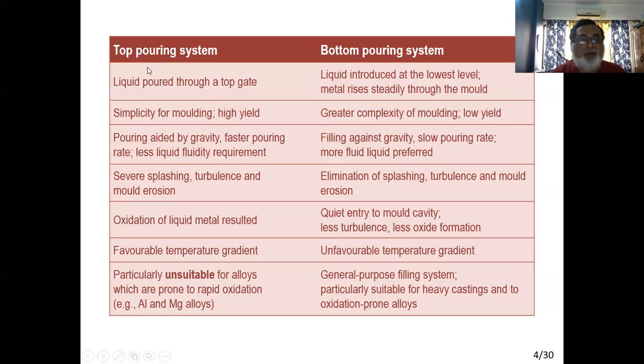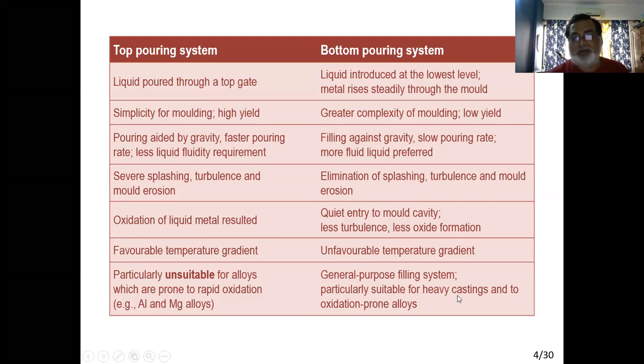If you cast using a top gating system for this type of alloy, turbulence can damage your casting. On the other hand, bottom pouring is what we prefer. We will advocate this type of pouring system for our design purposes. This is the general-purpose filling system we will use, and it is particularly suitable for oxidation-prone alloys. Aluminum and magnesium are excellent for the bottom pouring system, and it is particularly suitable also for heavy casting.